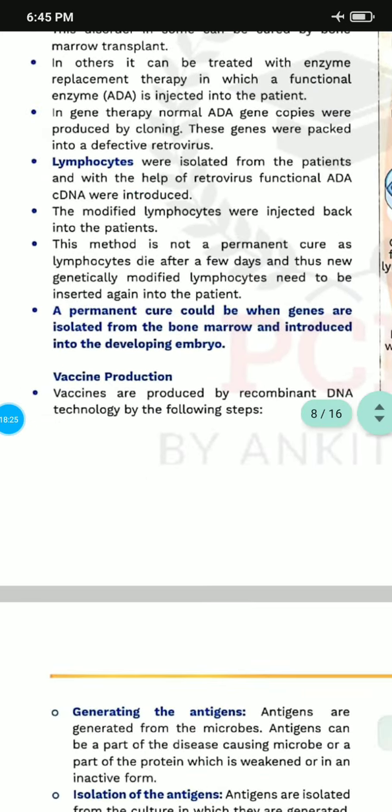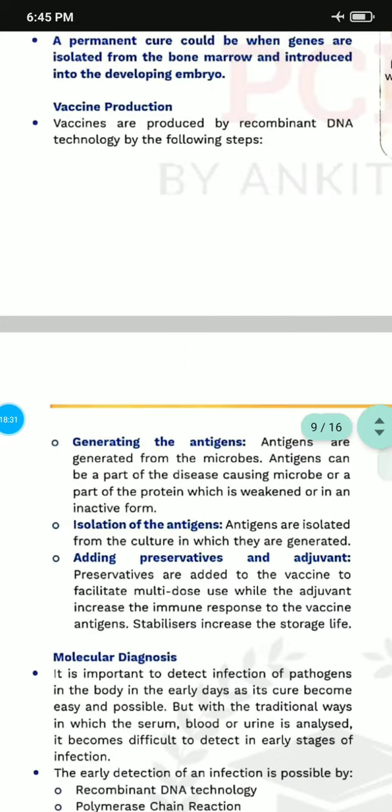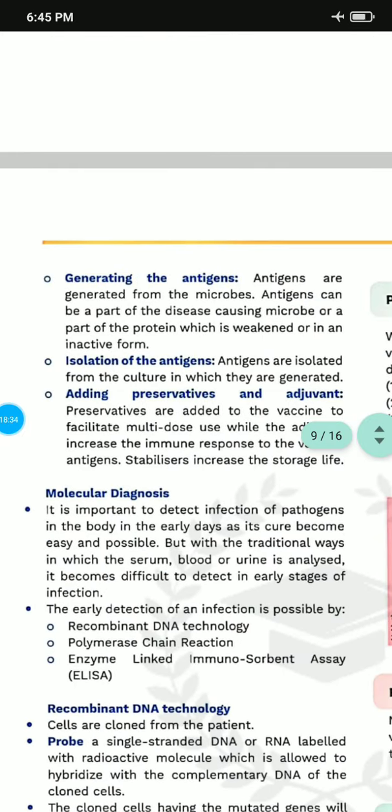The next one is vaccine production. Vaccines are very important and are produced by rDNA technology. There are a few steps. First is generating the antigens. Antigens are generated from microbes. These antigens are part of a disease-causing microbe or a part of a protein in a weakened or inactive form. Second is isolation of the antigen.